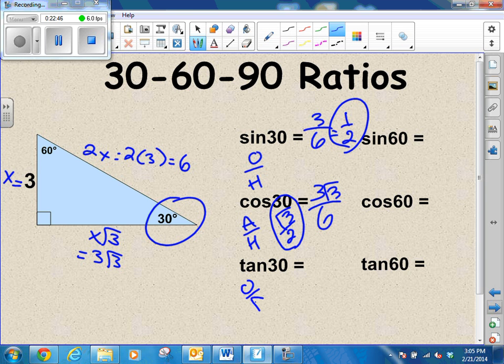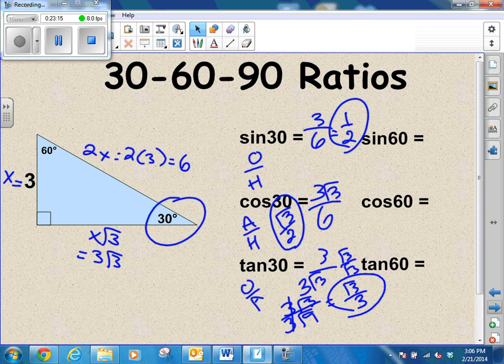TOA. Opposite, 3 over 3 radical 3. You're going to get a lot of 3's here. Okay? So simplify this. 3 radical 3 over 3 radical 9. 3's cancel off. Radical 3 over 3. So a lot of 3's there, but you know how to simplify.